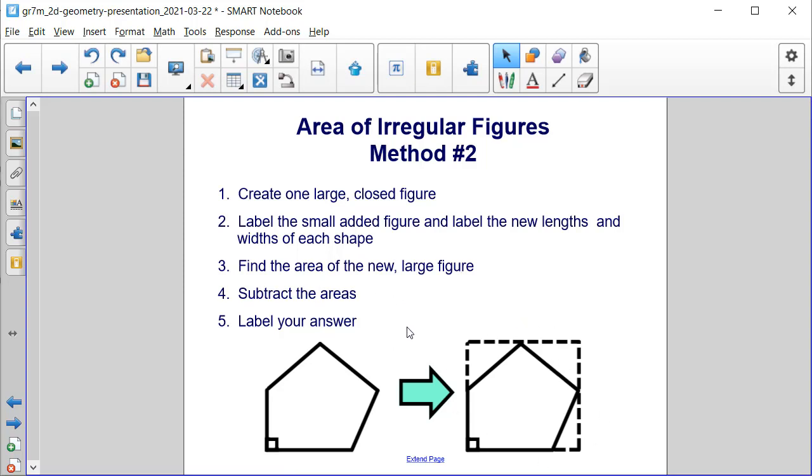Find the area of the new large figure, so the area of this rectangle, and then subtract the small areas of these triangles in this example out of it, and that will give you the final answer for the area of the pentagon. And make sure you label your final answer with square units.